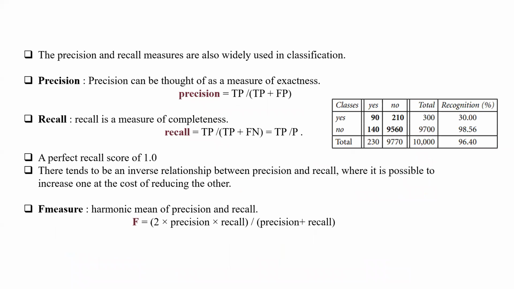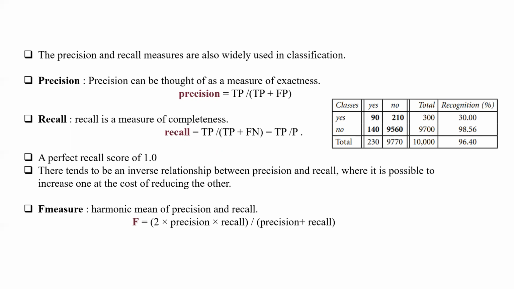Next one will be precision and recall. These are two terms which we also see in these concepts. Precision is thought of as a measure of exactness, meaning we get the exactness of the classifier. Precision is found by TP, true positives, divided by true positives plus false positives. Recall is a measure of completeness. Recall is TP by TP plus FN, and TP plus FN can all be written as P. A perfect recall score is 1.0.